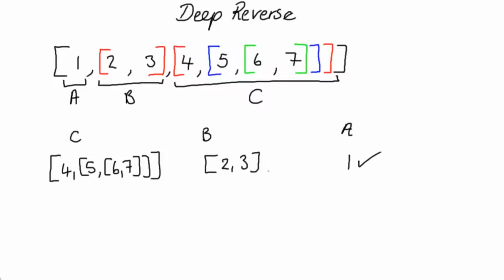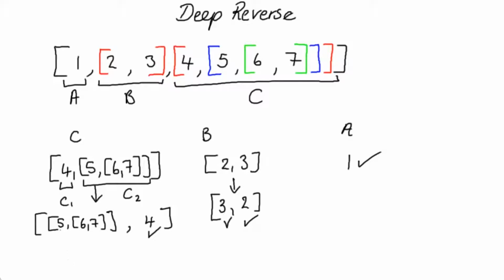So A is fine. B, we're going to have to reverse, and each element in B is now just an element, it's not a list, so that's fine. And finally in C, well, it looks like we've got a lot of work to do here because we've got 4 and this list of lists, and so those need to be reversed, and 4's okay. But 5, 6, 7, that's another list of lists, so that one needs to be reversed, and so on. So we're going to have to keep going until we get down to looking at the elements themselves which are not lists. And that gives us a structure for our procedure.